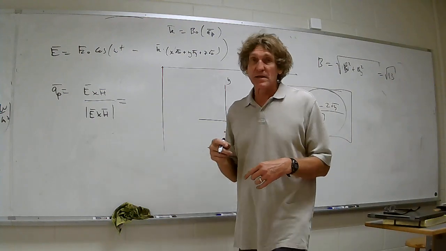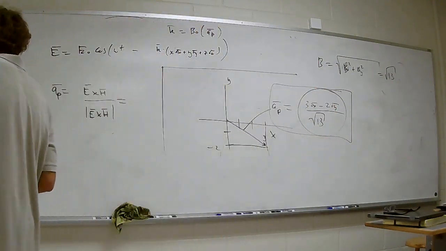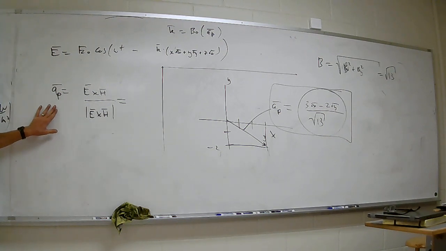Now, you can always get it that way. I'm showing you the trick. There is nothing at all wrong with doing that, but there's more work to that. First, you've got to find H. Then you've got to do the cross product of E and H and divide by the magnitude of the cross product of E cross H.